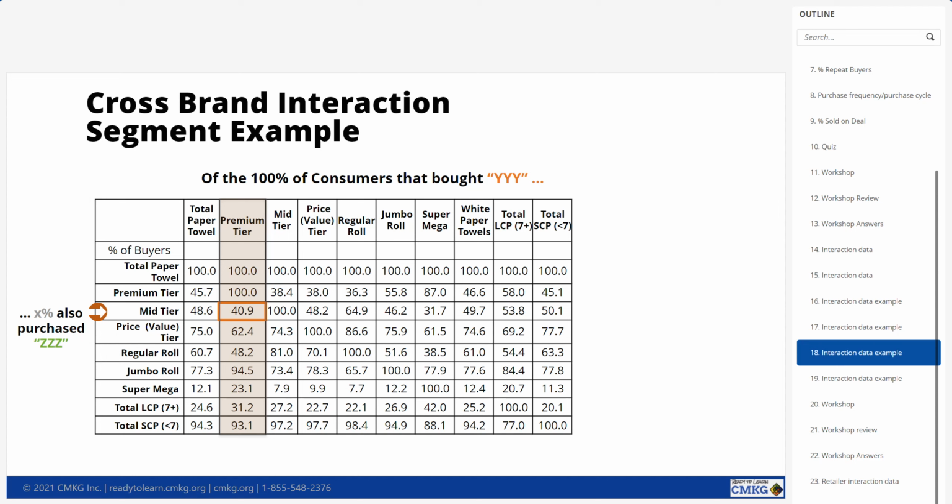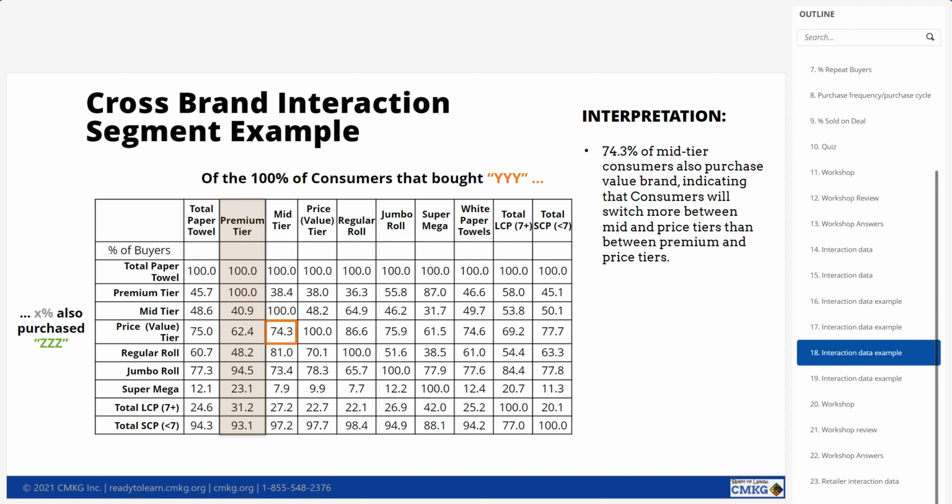40.9% of premium consumers also purchased in the mid-tier segment. And 62.4% of premium consumers also purchased in the price or value segment. I can compare this to the mid-tier segment to see that 74.3% of mid-tier consumers also purchase value brand, indicating that consumers will switch more between mid and price tiers than between premium and price tiers.